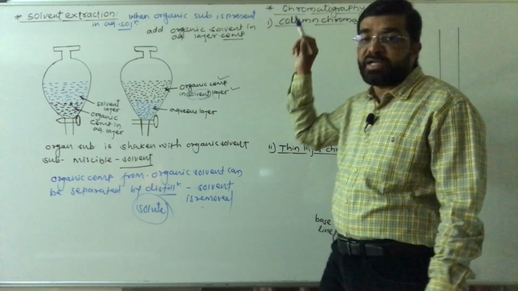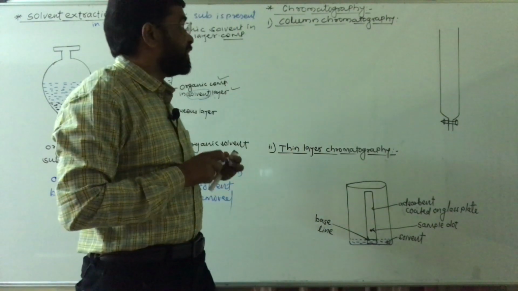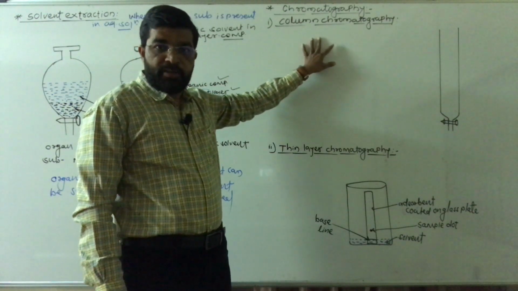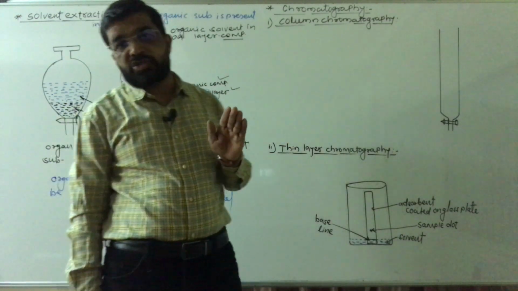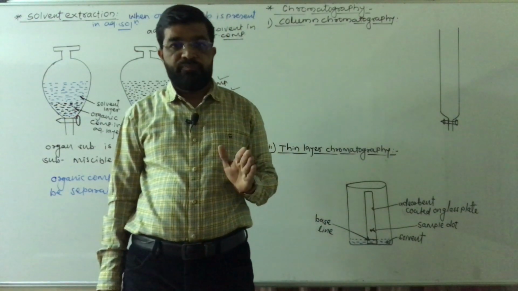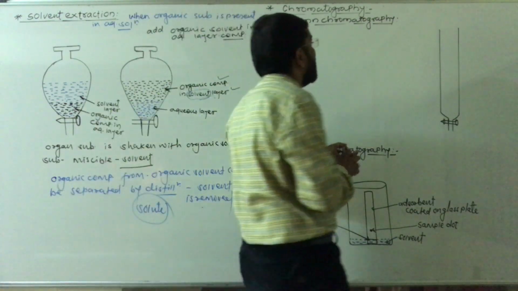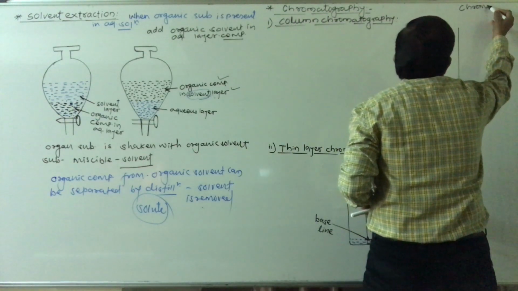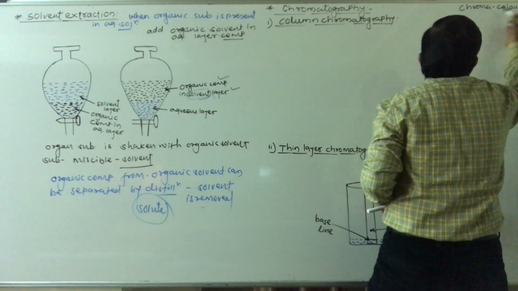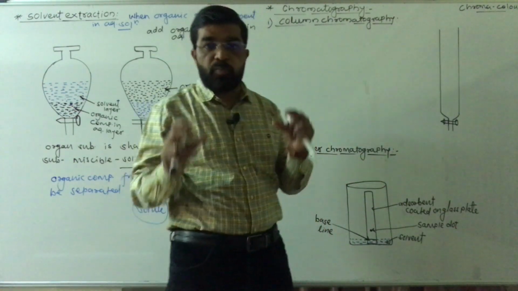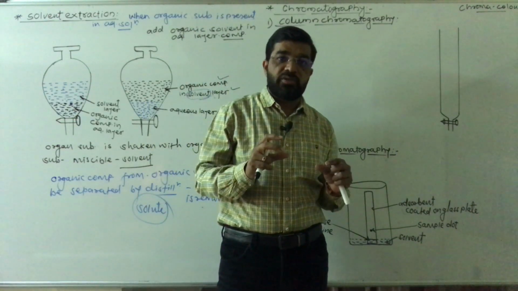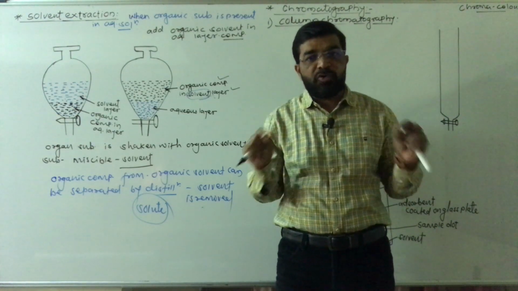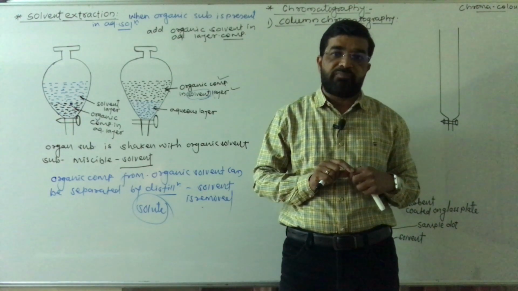Now see the next technique for the separation of components, that is the chromatographic technique. This chromatographic technique was discovered by a Swiss chemist. Chroma means color. It is based on the formation of color bands or color spots in this process, and therefore this technique is called the chromatographic technique.